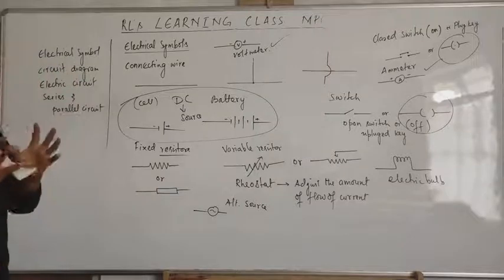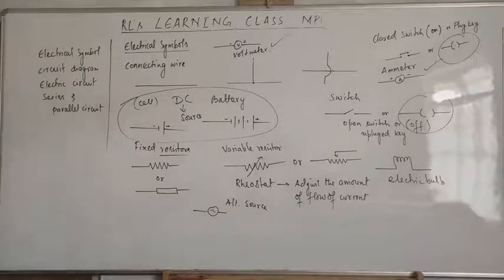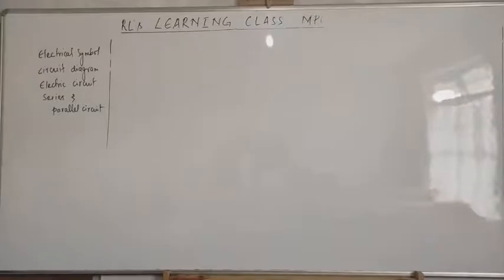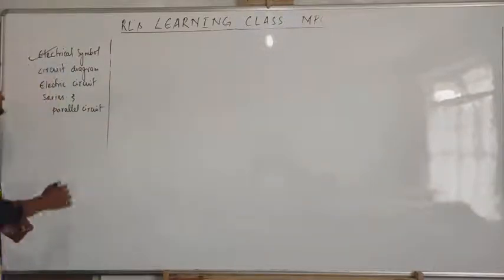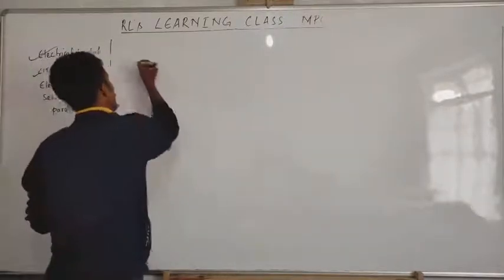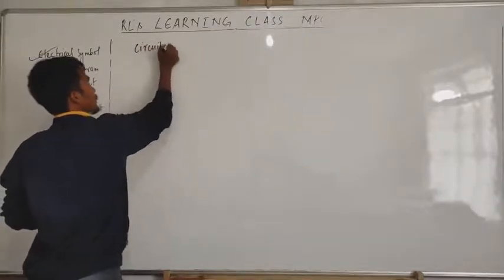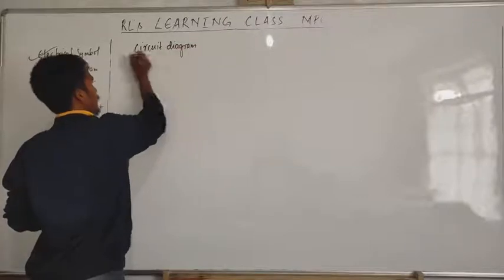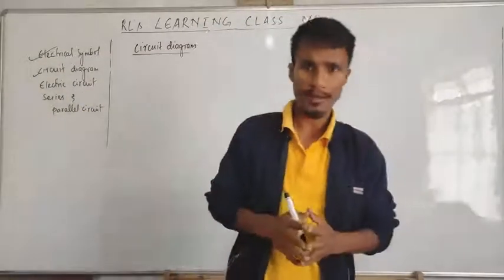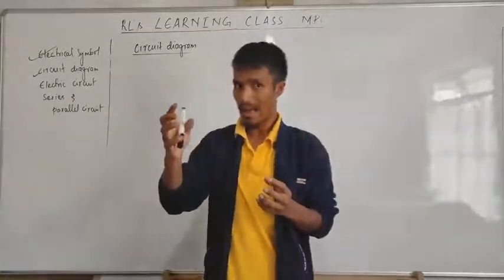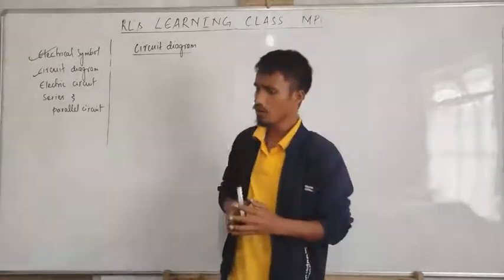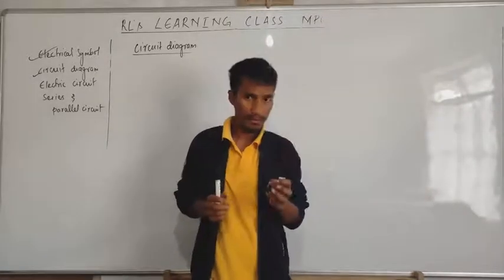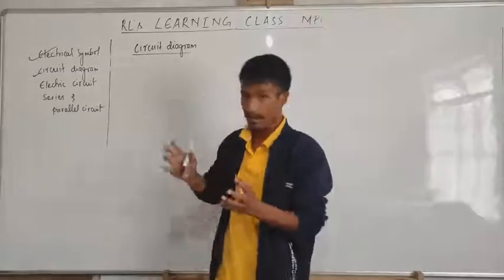Then we finish the electrical symbols, and we'll start electric circuits. Now we have finished the electrical symbols, then I will come to the circuit diagram. What is a circuit diagram? Okay, let's start. When you do an experiment, they'll give you a real voltmeter or real ammeter. You have to connect them with wires, and many instruments also come with a switch. But when you draw a diagram, you don't need to draw the real figure. You have to draw with symbols, and that will be a circuit diagram.